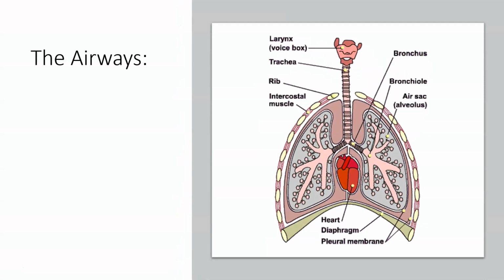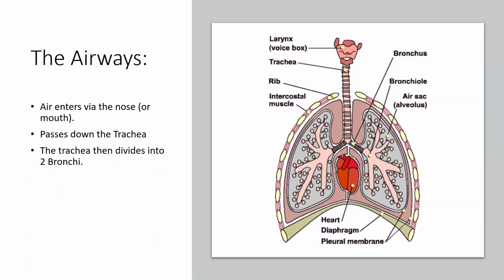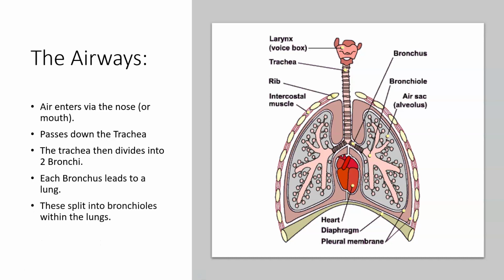Okay, so thinking about the airways, air enters via the nose or the mouth, so you can breathe through your mouth or through your nose. It's better to breathe through your nose. You've got a better filtering system set there. So then the air passes down the trachea. The trachea then divides into 2 bronchi. Each bronchus leads to a lung. These are split then into the bronchioles within the lungs, which have alveoli on the end.